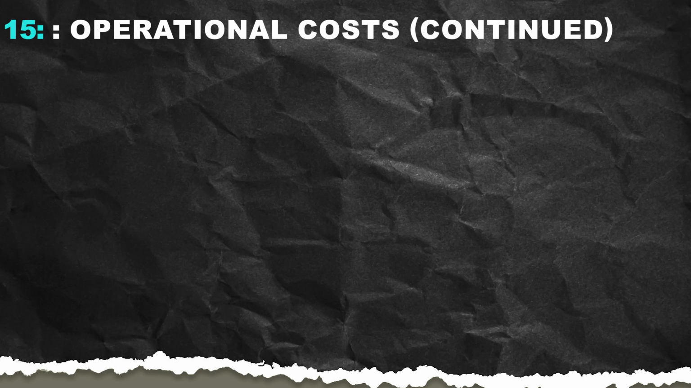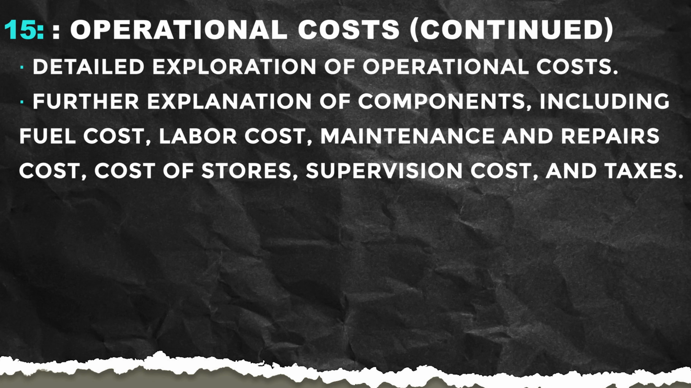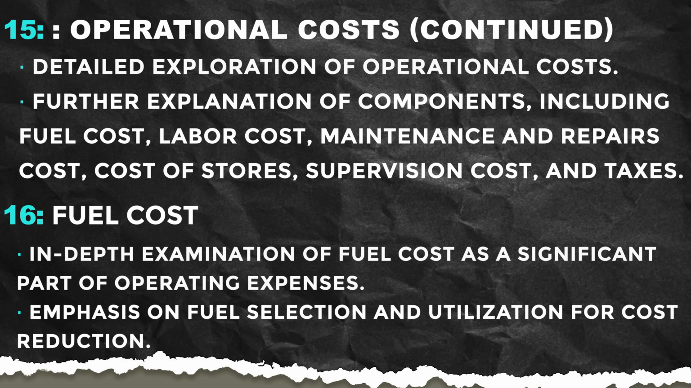After that, in the next slide we will see operational cost. In this we will explore operational cost in detail. We will see further explanation of components including fuel cost, labor cost, maintenance cost, repair cost and the cost of storage, supervision cost and taxes. Next, fuel cost. In fuel cost, an in depth examination of fuel cost as a significant part of operating expenses. In this we will emphasize fuel selection and utilization for cost reduction.